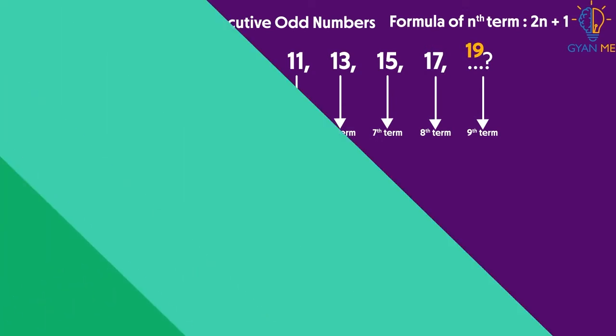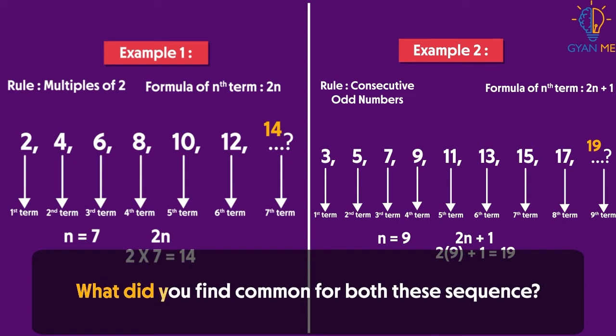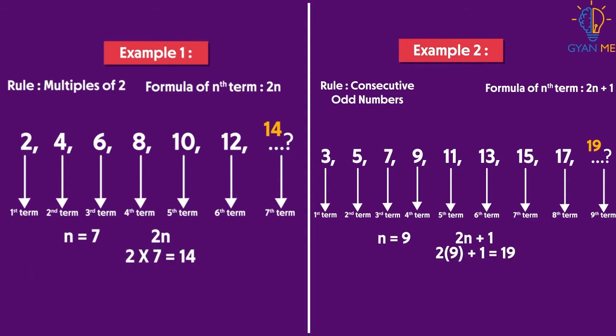Now students, observe both these sequences together. What did you find common for both these sequences? Pause the video, take a second and think about it. You'll observe that both these sequences have some formula to find the next term. In fact, with the help of this formula, we can calculate any nth term of the sequence.